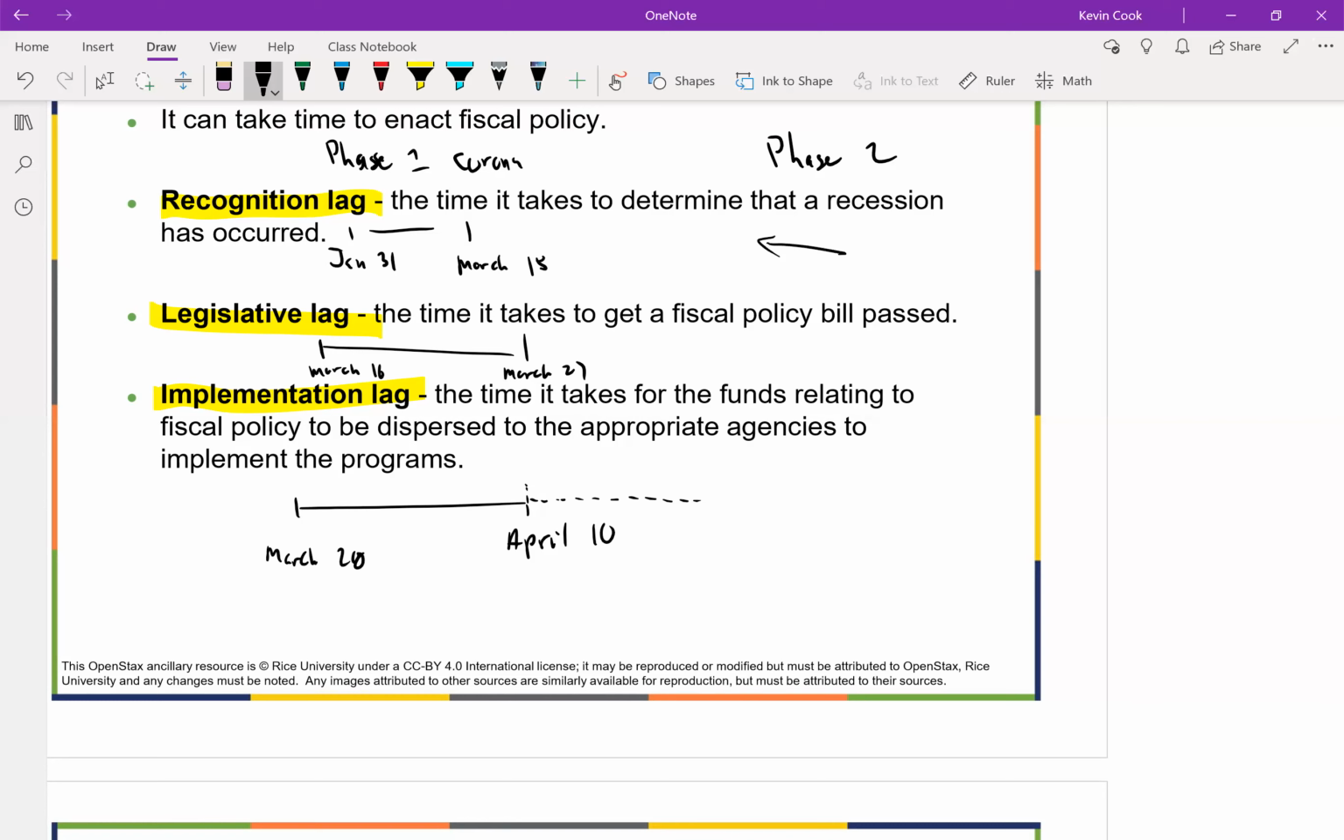But with the second one, we have this legislative part, right? And we had a bill that got proposed yesterday, April 15th, and that's going to go on until they get this bill going. Maybe it gets passed. Maybe we don't do anything. At this point, we don't know. So in phase one, we're in this process of our funds getting dispersed. In phase two, we're up here in this legislative lag portion.